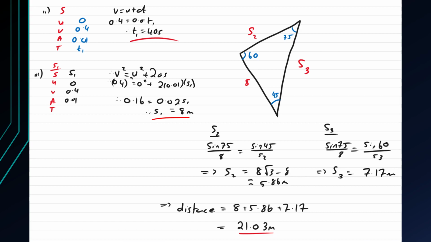So you can go about it using simple sines and cosines and Pythagoras and stuff. Alternatively, the question told you to use the sine rule, so using the sine rule, the 8 corresponds to the 75, S3 corresponds to 60, and S2 corresponds to 45. So S2 is 5.86 meters after doing the calculations, and S3 is 7.17 after doing the calculations. So the distance travelled, therefore, is the 8 plus S2 plus S3, which is 21.03 meters overall.